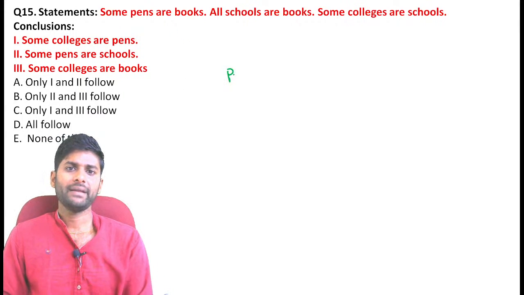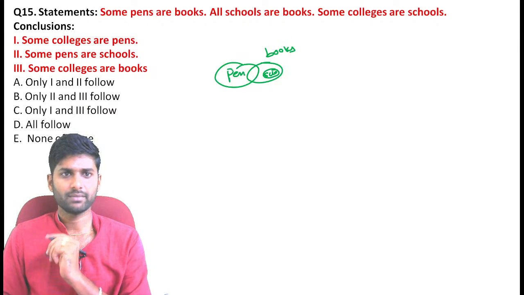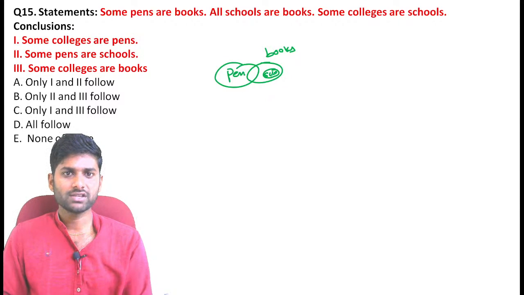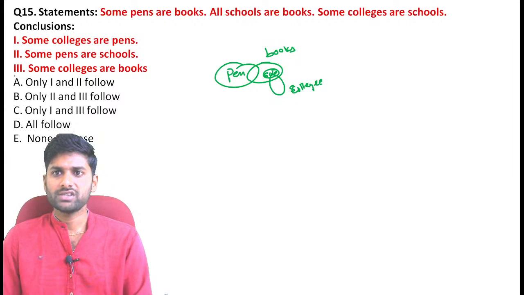Now see, some pens are books. All schools are books, guys. Don't connect the school circle to the pen circle. Remember. Some colleges are schools, guys. We have some intersection of colleges with the books, no problem in that. So that is the entire diagram. Now just go through it.